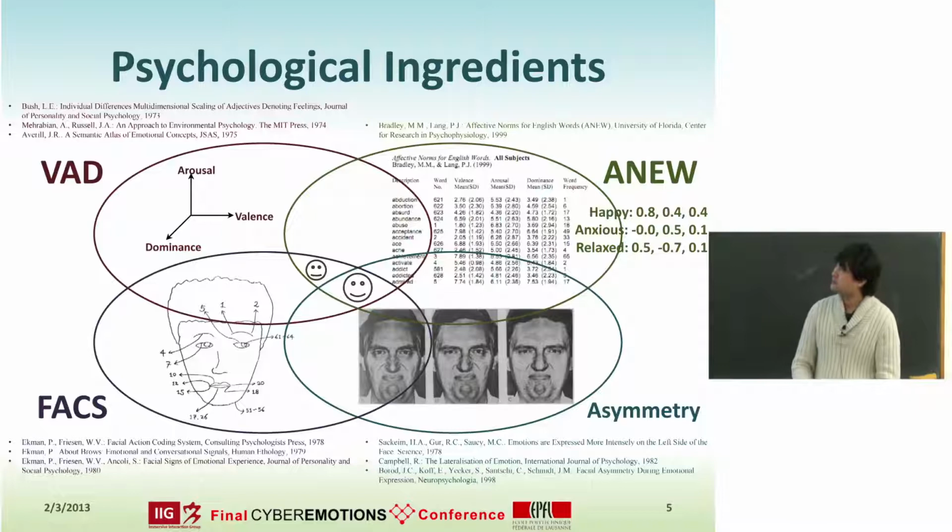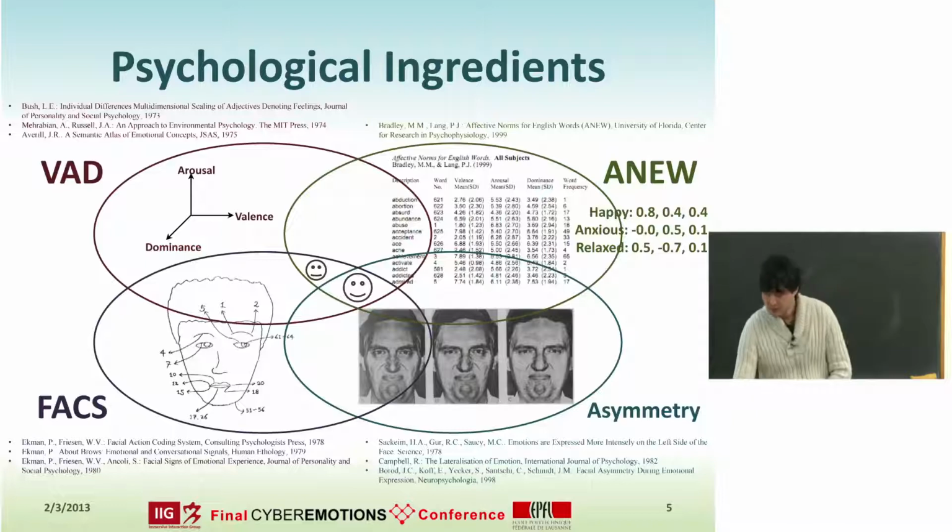The first is a very famous emotional model. I think all of you know already what it is. It's the valence, arousal, and dominance 3D model of emotion, also known as the PAD model. Basically we use this VAD coordinate for expressing the emotion, for the input of the emotion.